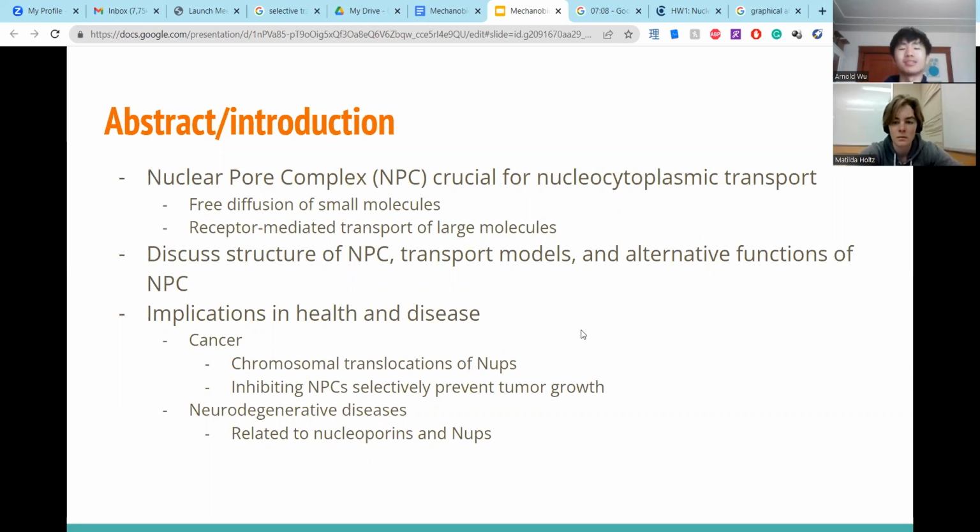The NPC has many implications in health and disease. For instance, in cancer, there have been observed chromosomal translocations of nups, and it has also been seen that inhibiting NPC selectively prevents tumor growth. Also, in neurodegenerative diseases, we have found mutations in nucleoporins and nups that are related to those diseases.